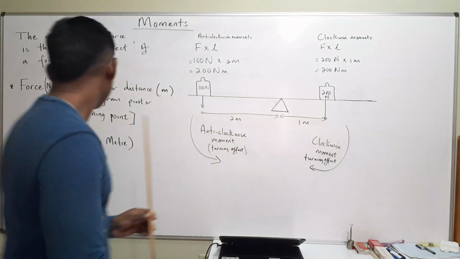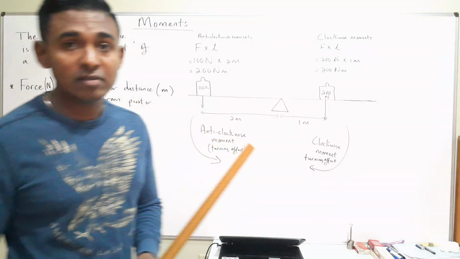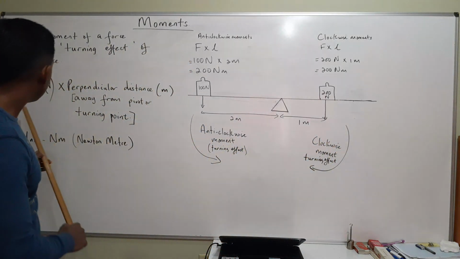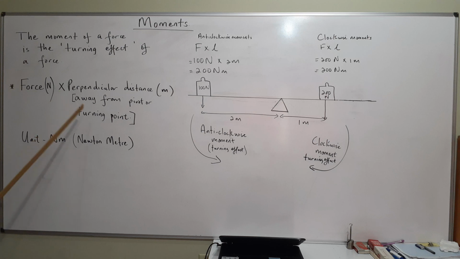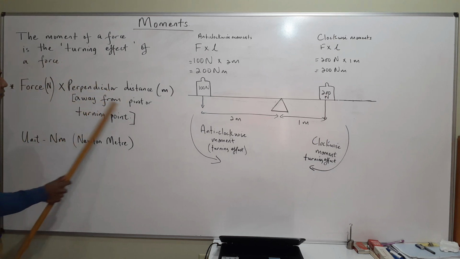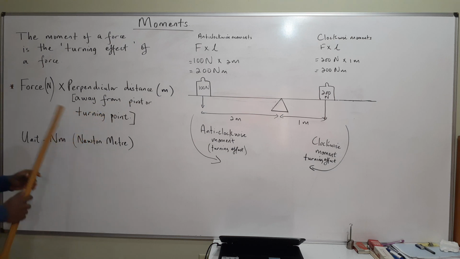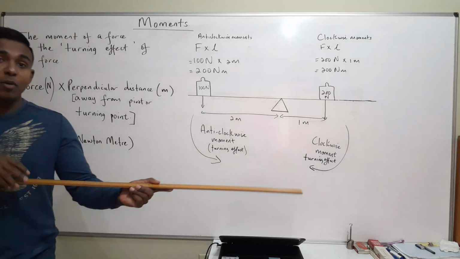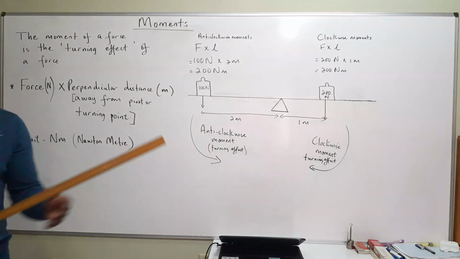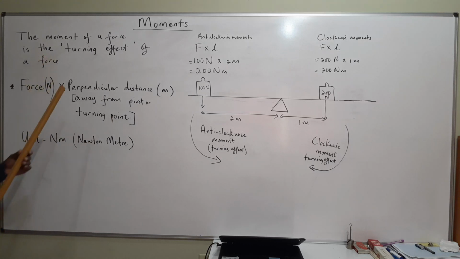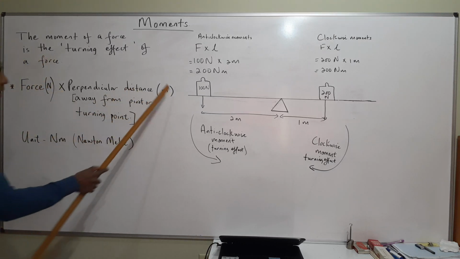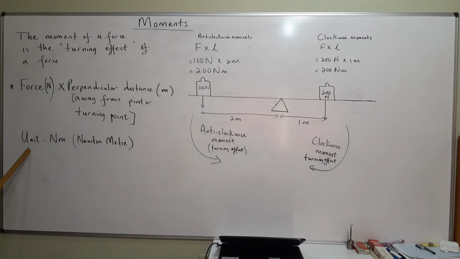But before we get to that, how do you calculate the moment of a force? The moment of a force is force multiplied by the perpendicular distance, but very importantly, away from the pivot or the turning point. So it's the force multiplied by the distance away from the turning point. I'll get to that in a little bit, right? And the unit, of course, since it's force multiplied by distance, is the Newton meter. Newtons multiplied by meters, the Newton meter.